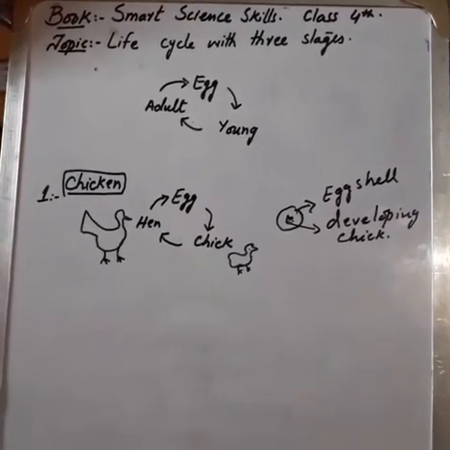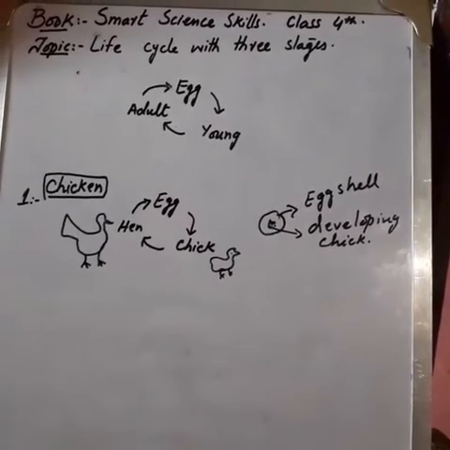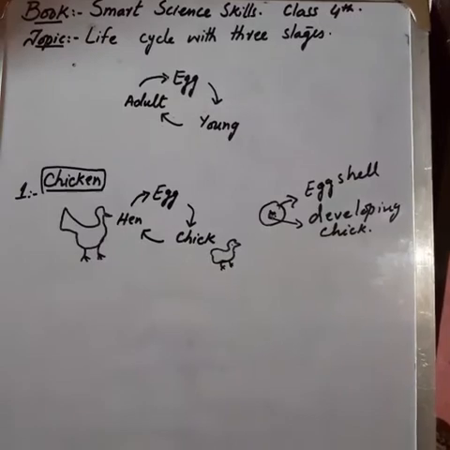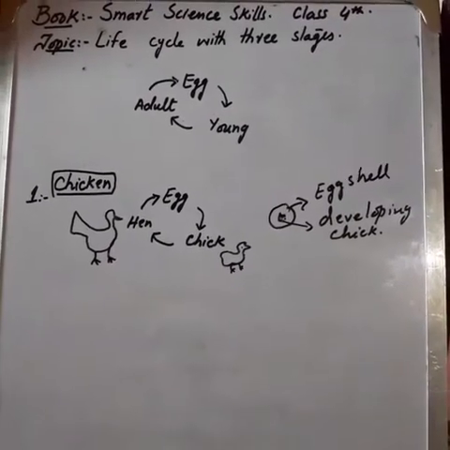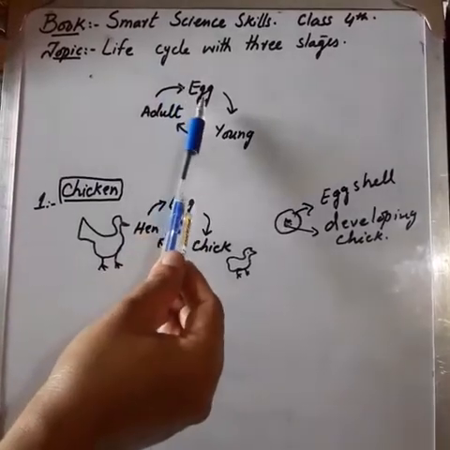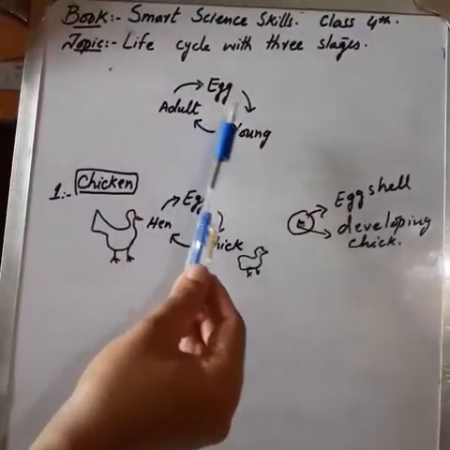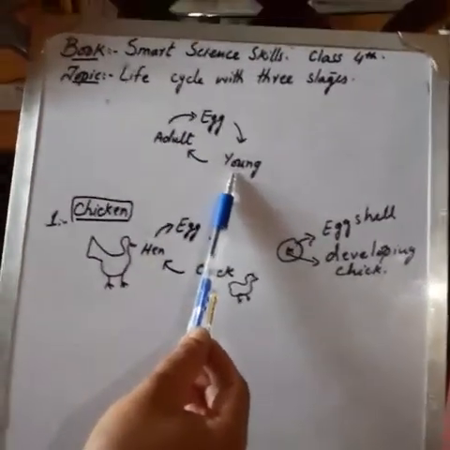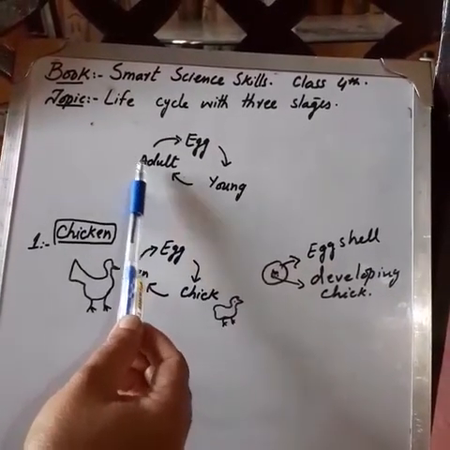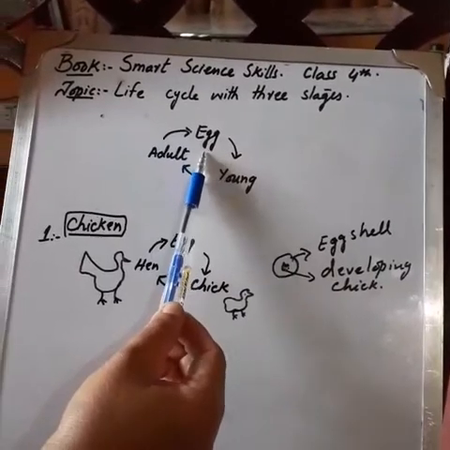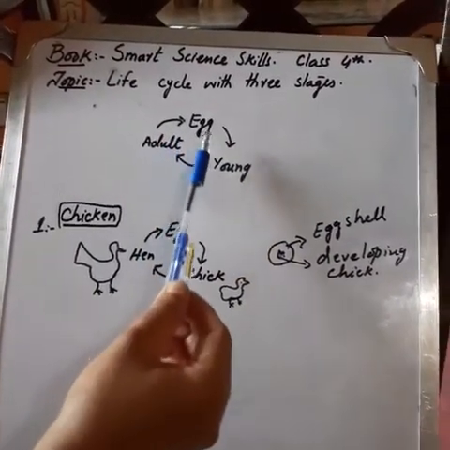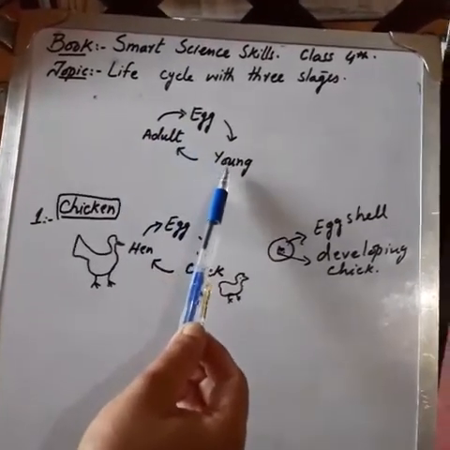Today we have the topic life cycle with 3 stages. It means we have to study about the animals who have 3 stages in their life cycle. First stage is the egg. From the egg, young is produced. Young one develops into an adult, and adult lays eggs. Egg, young, adult. These are the 3 stages of life cycle of some animals.